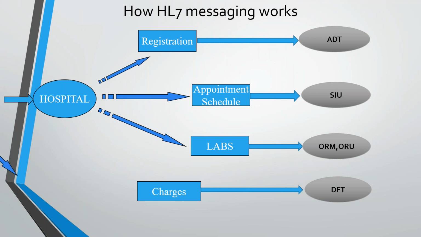Next, what we have is charges. So charges can flow from any direction to the PM system or to the billing system. This could be from the EHR system, or this could be from another system called the lab system. So charges can flow in any direction from anywhere, depending on the service that has been provided to the patient. However, the ultimate location where the billing is generated is the PM system, or there will be a separate billing system.